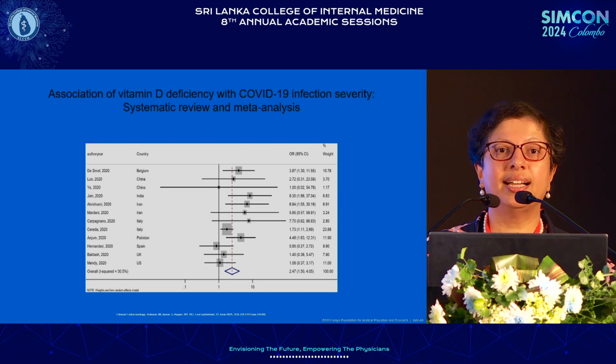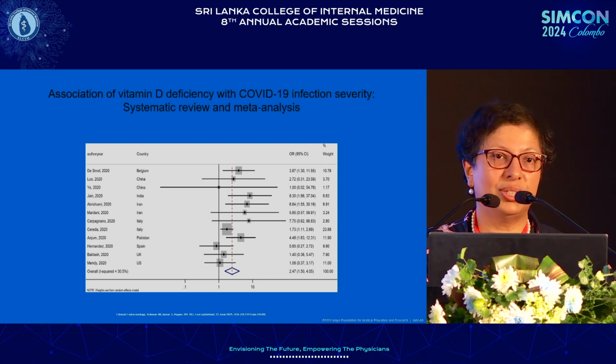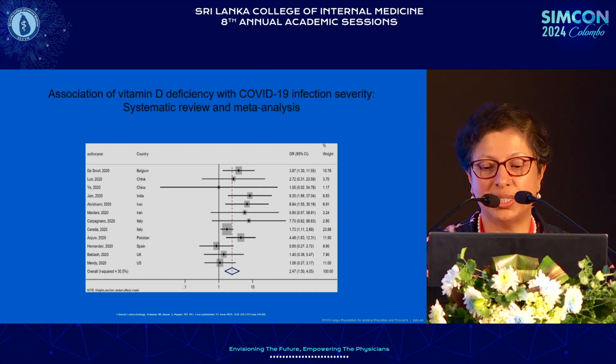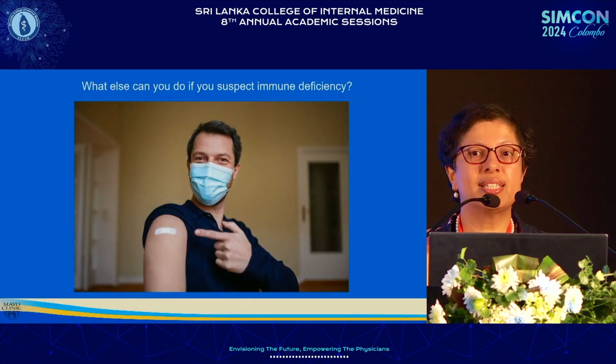Is vitamin D a culprit versus just an association, likely a factor? But something to think about in your practice as you assess for micronutrient deficiencies in your patients. Finally, what else could you do if you suspect immune deficiency?